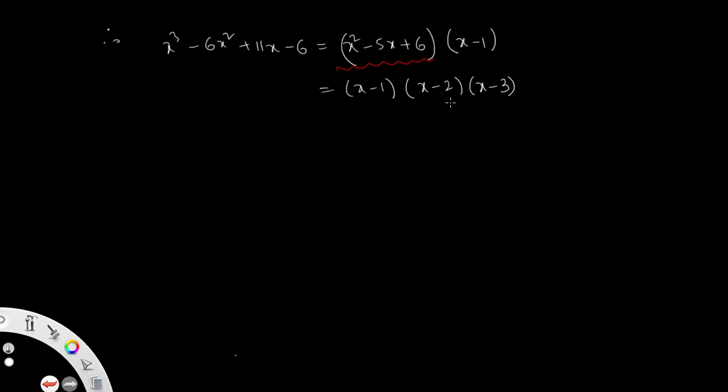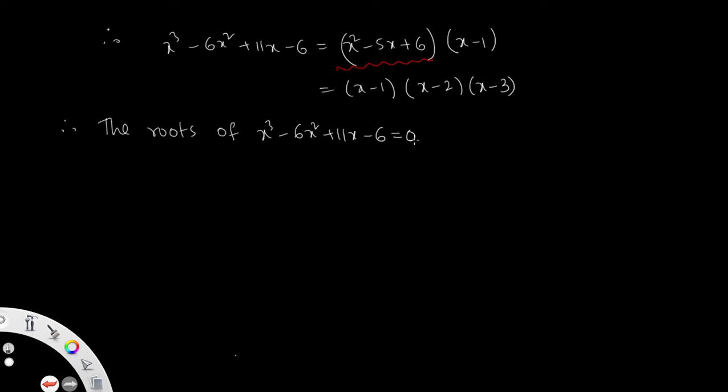So therefore the roots of x cube minus 6x square plus 11x minus 6 equal to 0 are x minus 1, x minus 2, and x minus 3.